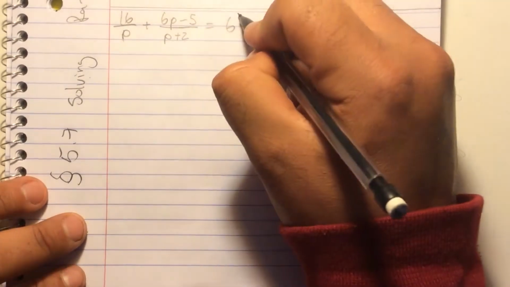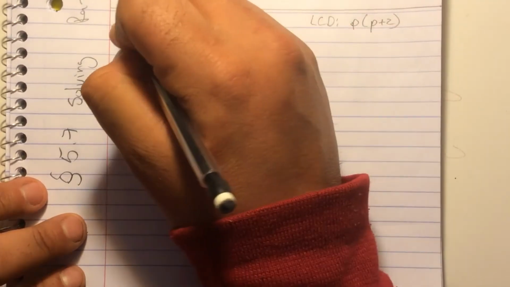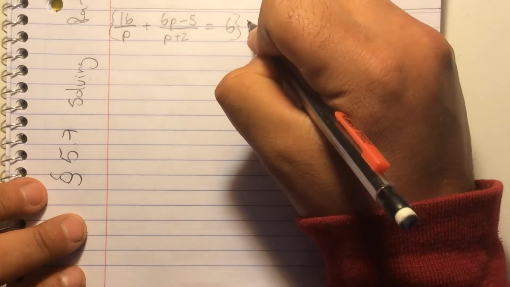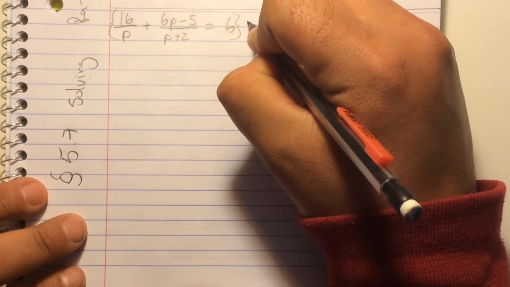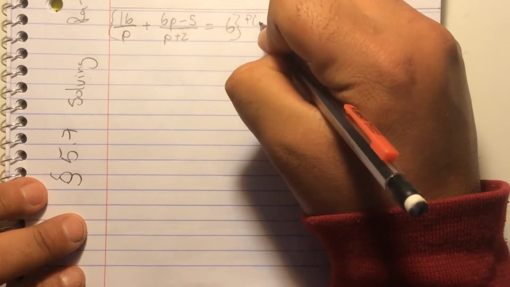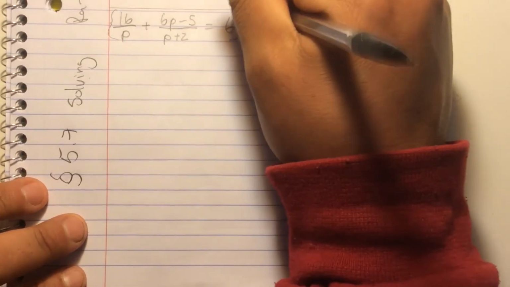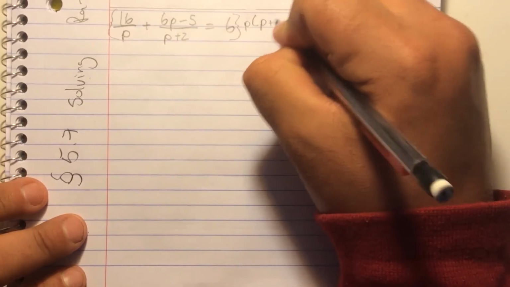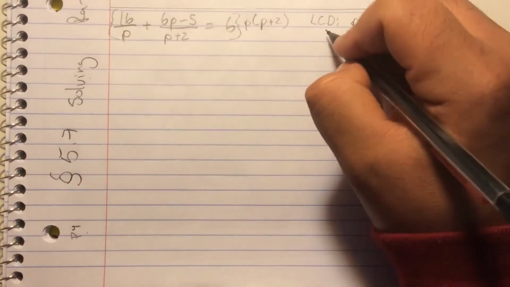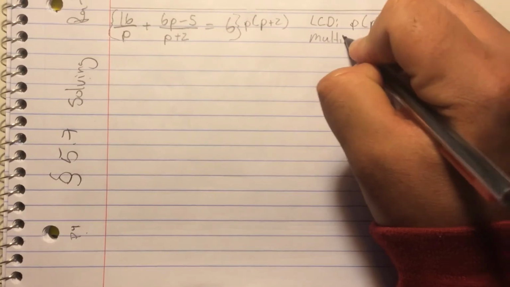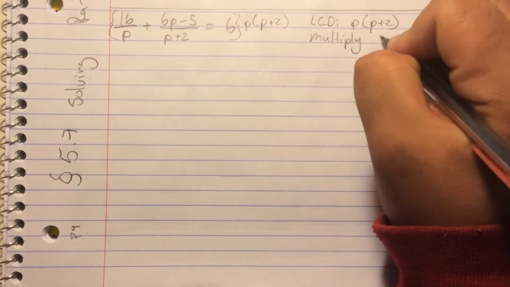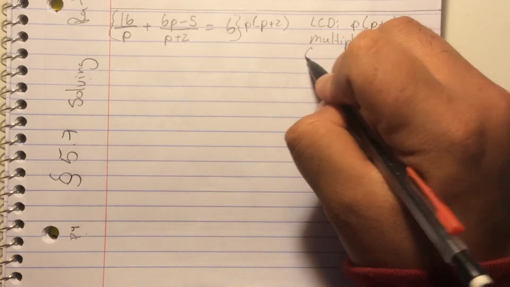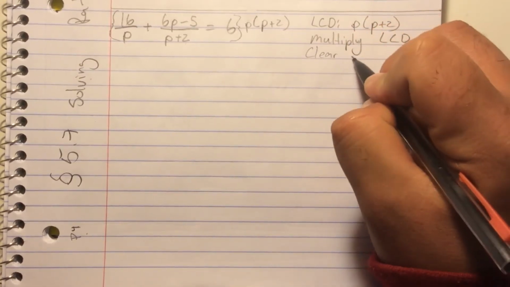All right, so same thing we do the other ones. We're going to multiply the lowest common denominator by the expression that we're trying to solve, our rational expression, which is our p times, not capital P, it makes a difference, it's a lowercase p, p plus 2. And we're multiplying the LCD, the main purpose of it is to clear the fractions.